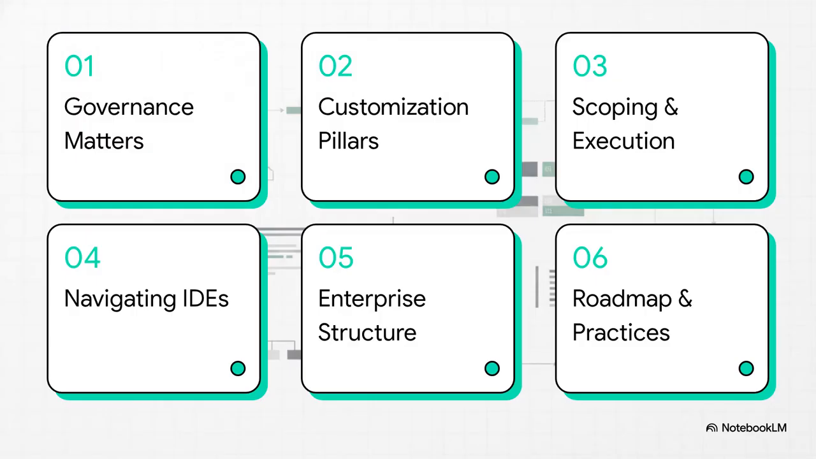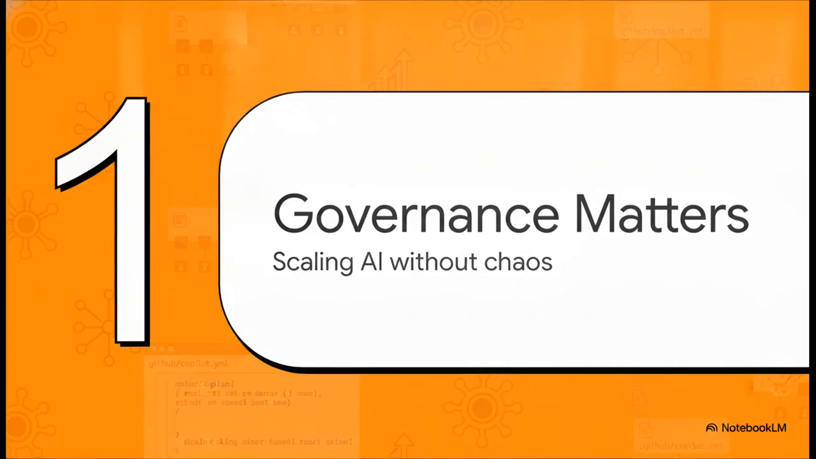Here's our roadmap for today. We're going to cover why governance matters, the 5 customization pillars, file scoping, navigating those tricky IDE differences, enterprise repository structure, and we'll wrap up with an adoption roadmap and some best practices. Let's get started. Section 1.